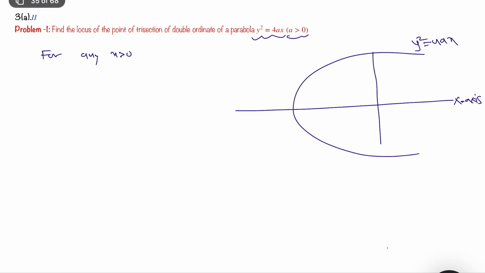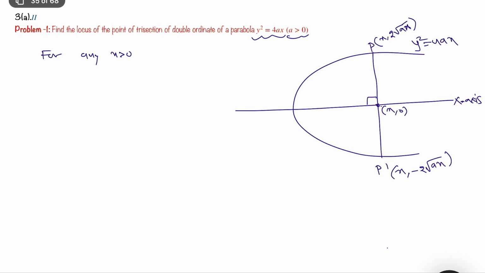For any x positive, we have a double ordinate PP dash. This is a point (x, 0) on the x-axis. The P coordinate is going to be (x, 2 root ax), and the P dash coordinate is going to be the mirror image of P, that's going to be (x, minus 2 root ax). So this is the double ordinate. For any x positive we have a double ordinate PP dash whose coordinates are P (x, 2 root ax) and P dash (x, minus 2 root ax).